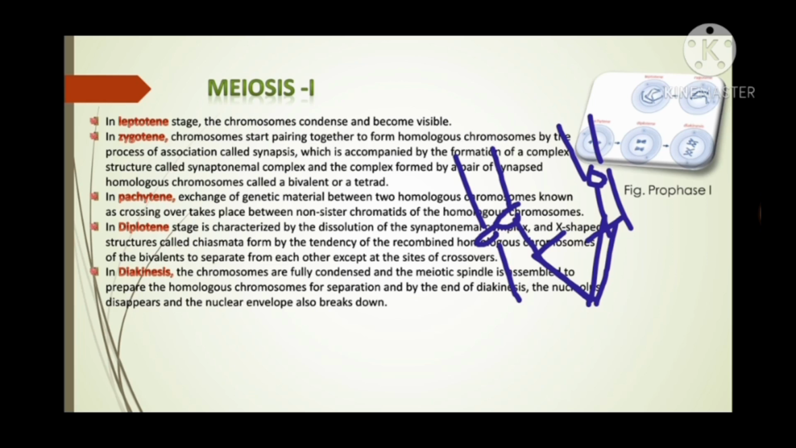The fourth stage is the diplotene stage. Diplotene is recognized by dissolution of synaptonemal complexes. Children, the homologous chromosomes which form bivalents separate from each other except at the sites of crossing over, right? So thus they form X-shaped structures, right? So this X-shaped structure is known as chiasmata.